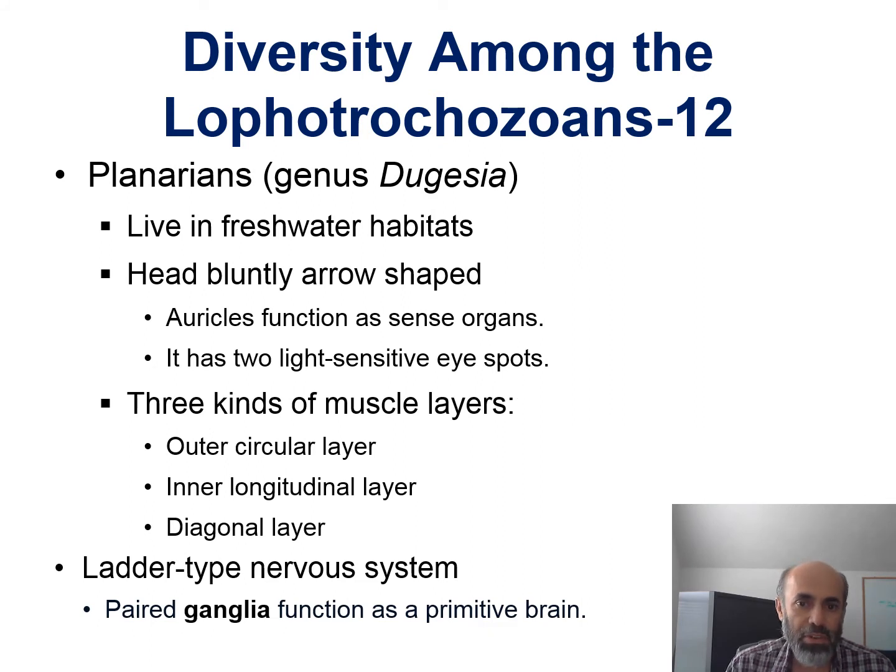Planarian lives in the freshwater. We actually do have them here in our state. They have a head which seems like an arrow-shaped structure that has auricles. Those are their sensory organs. They have two light-sensitive eye spots. They don't have real eyes in them, but those are some sensitive cells that help them to become light-sensitive.